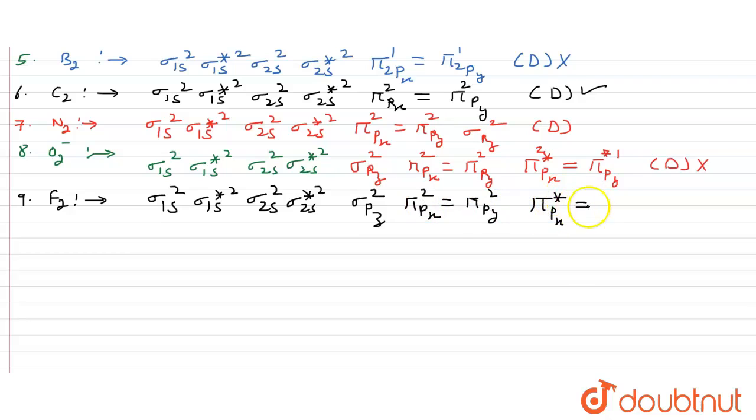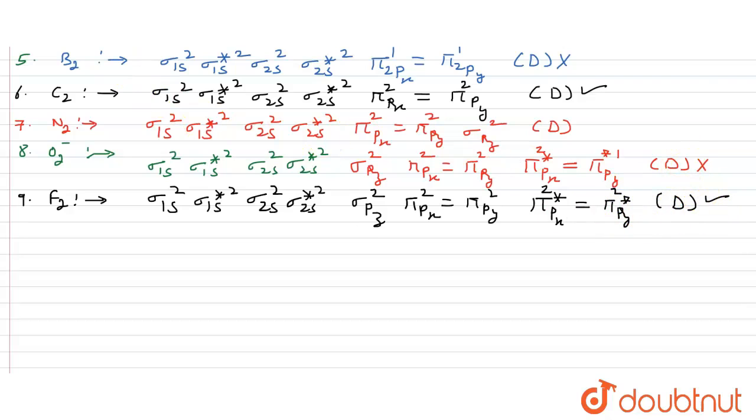And then it becomes pi px star. These are the anti-bonding orbitals, right? So you can see here up to here 2, 4, 6, 8, 10, 12, 14, and here 12. These are 18 electrons, right? So now you can say all electrons are paired. So I can say this is a diamagnetic species, right?